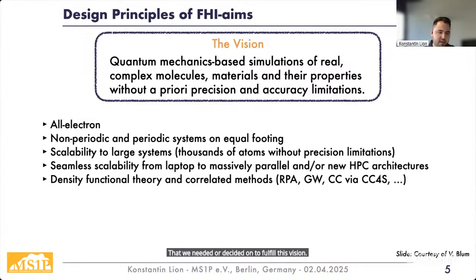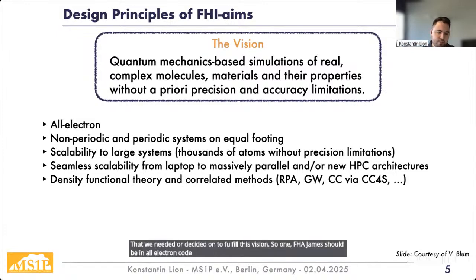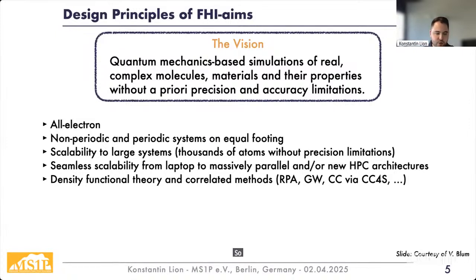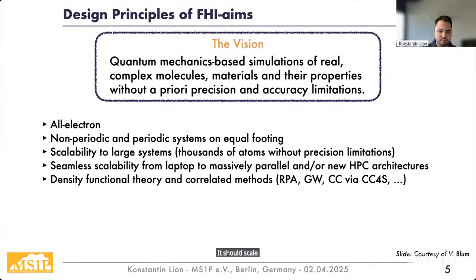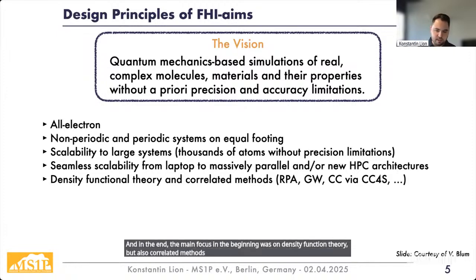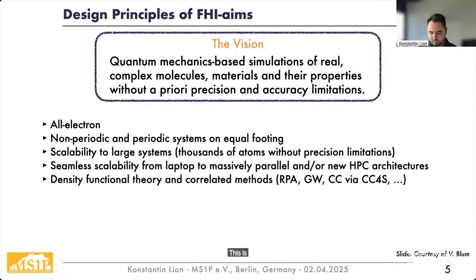One, FHI-aims should be an all-electron code. It should be able to handle non-periodic and periodic systems on equal footing, whether you have periodic boundary conditions or not. It should scale to extremely large systems, which can mean thousands of atoms, or as you will see later on, even tens of thousands of atoms, without limitations. It should scale both on laptops as well as massively parallel HPC architectures. And in the end, the main focus in the beginning was on density functional theory, but also correlated methods. So whether you're interested in RPA, GW, coupled cluster, and so on, this is also supported within the code.